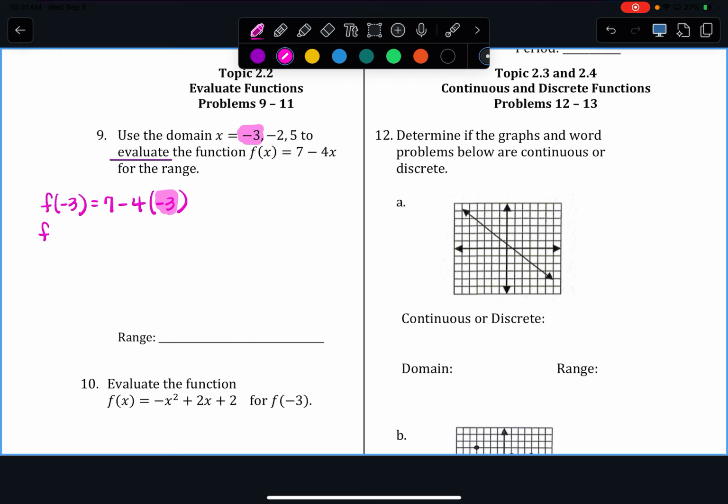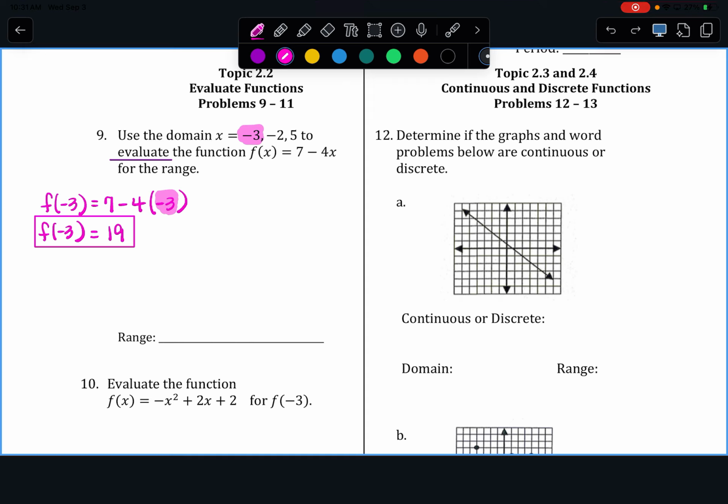And then I'm going to bring down my f of -3. Remember, this is just a fancy y. If I wanted to write y equals, I could, but it's function notation, so it's just fancied up, and they're writing f of -3 equals, and then you just do the math over here. So that's going to give me 7 plus 12, which is 19. Please use your calculator if you need to. Okay, so when I put in a -3, I got out a 19.